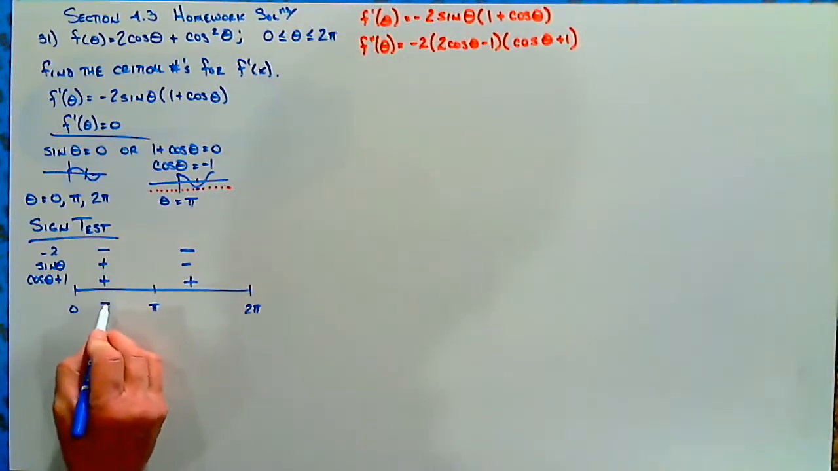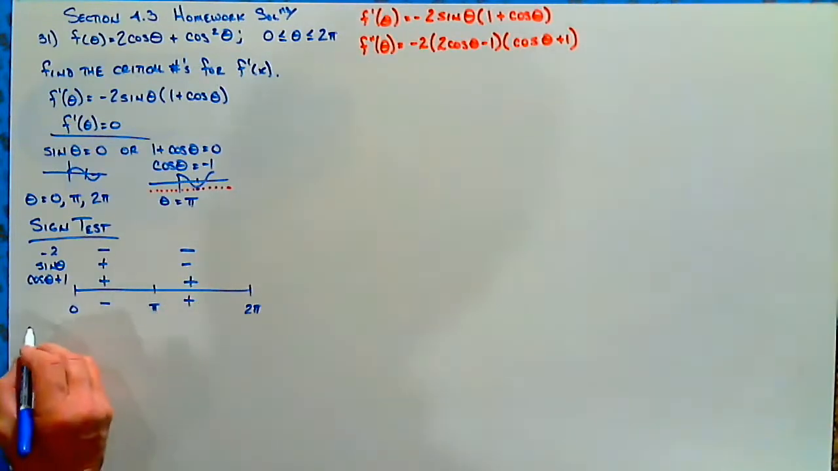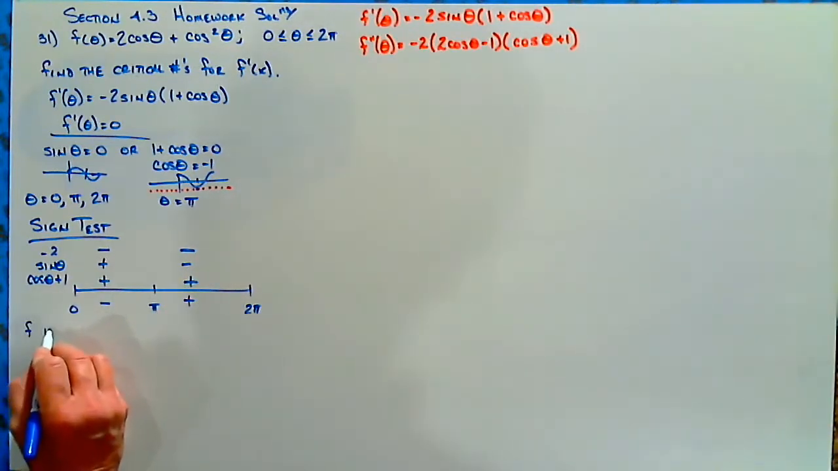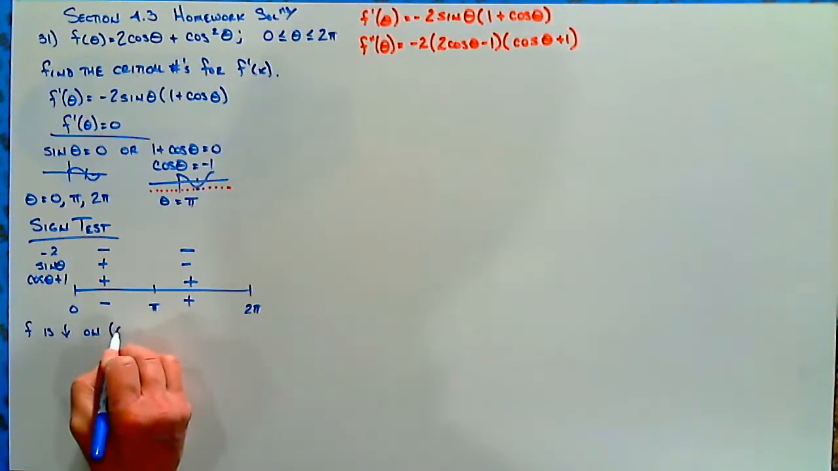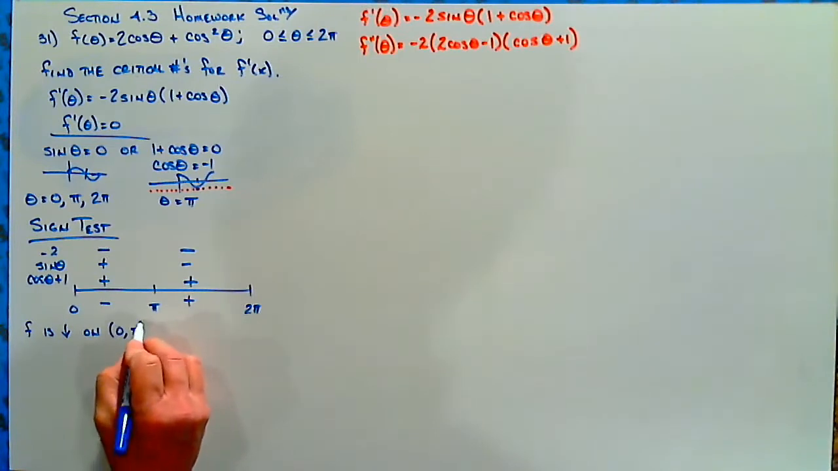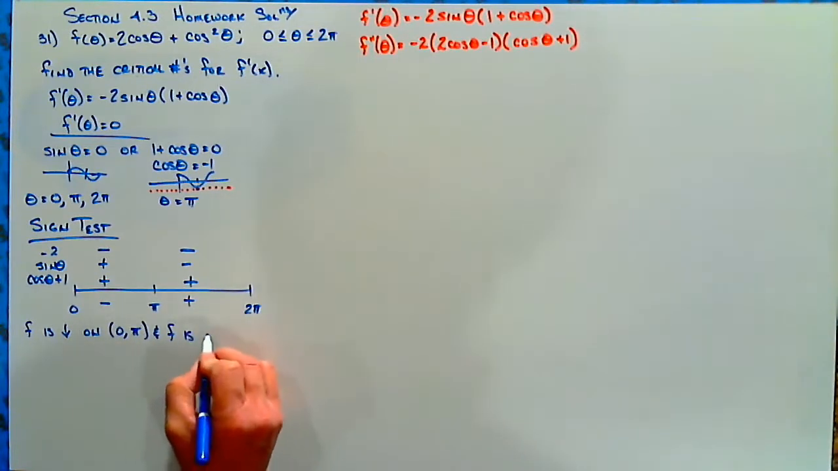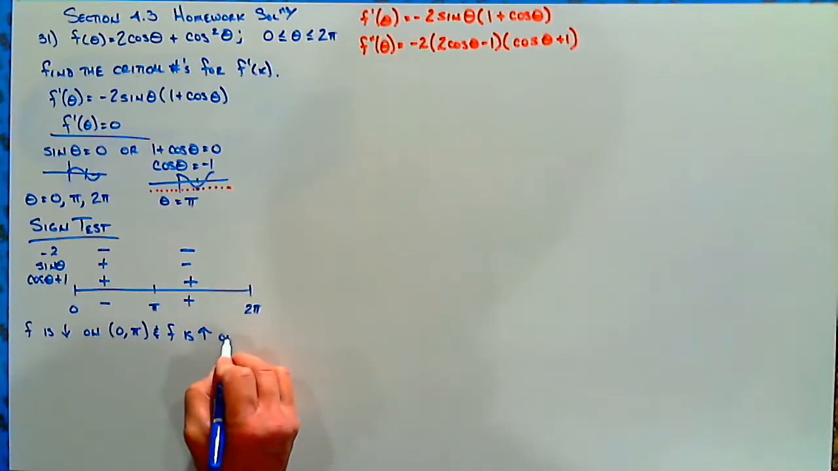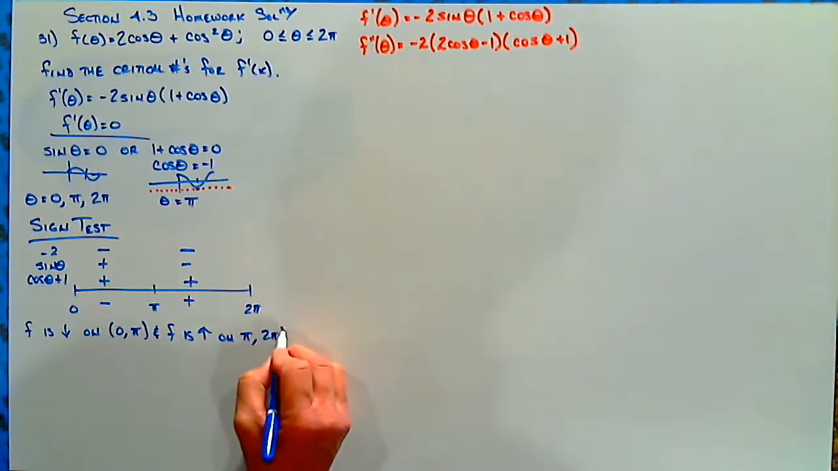What do we get here? We get negative here, negative, negative, positive. We get positive here. So what do we know? We know f is decreasing on 0 to pi, and f is increasing on pi to 2 pi.